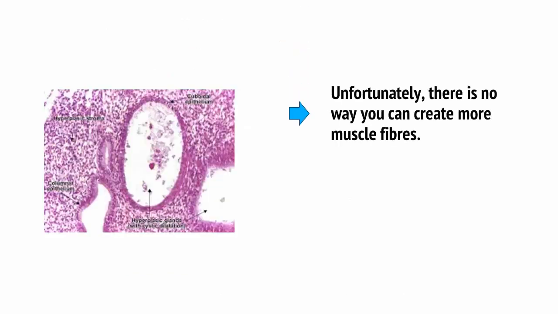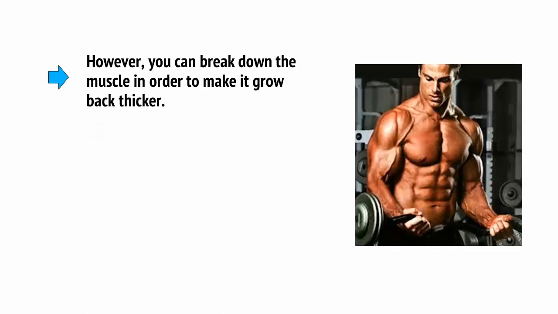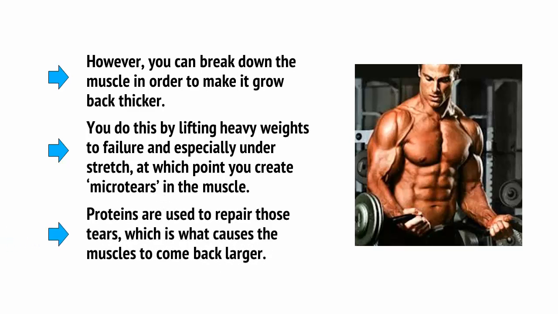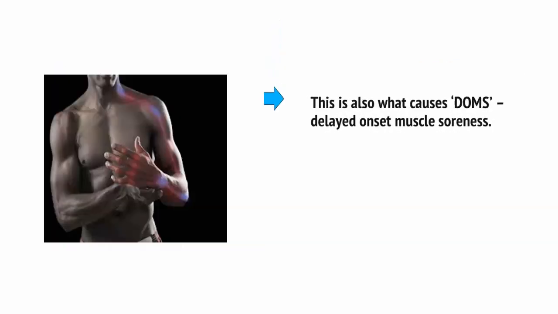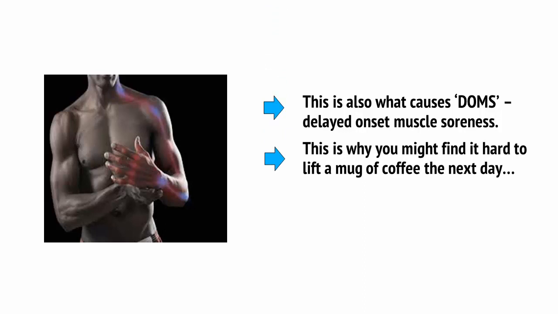Unfortunately, there is no way you can create more muscle fibers. This is known as hyperplasia and has only been known to occur under very rare circumstances. However, what you can do is to break down the muscle in order to make it grow back thicker. You do this by lifting heavy weights to failure and especially under stretch, at which point you create micro tears in the muscle. Proteins are then used to repair those tears, which is what causes the muscles to come back larger. This is what also causes DOMS, delayed onset muscle soreness, and that's why you might find it hard to lift a mug of coffee the next day.